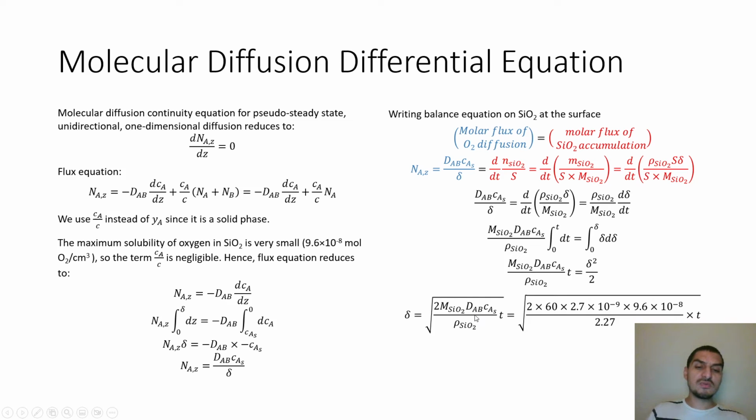Okay, so we'll see that delta is directly proportional to the square root of t. So t squared will lead to a unit increase in delta.